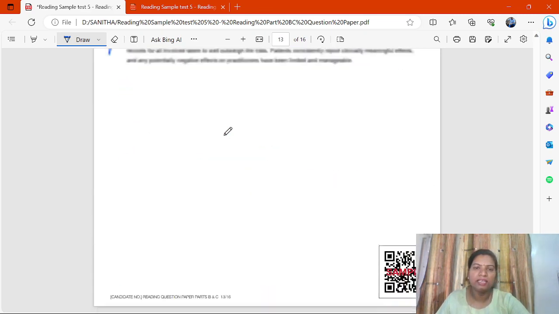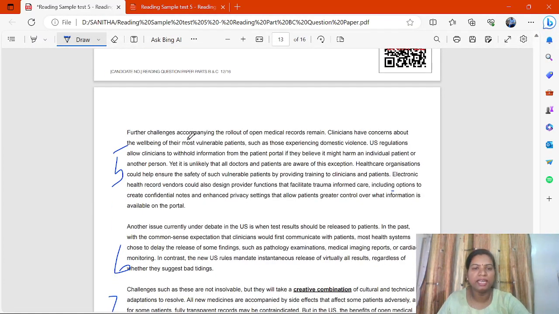Then come to the passage and read it. Further challenges accompanying the rollout of open medical records remain. Clinicians have concerns about the well-being of their most vulnerable patients, such as those experiencing domestic violence. Regulations allow clinicians to withhold information from the patient's portal if they believe it might harm an individual patient or another person. Yet it is unlikely that all doctors and patients are aware of this exception.